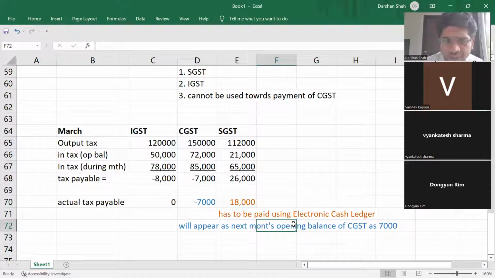See guys, if you understood this example. Clear? Utilization examples are clear, everyone.